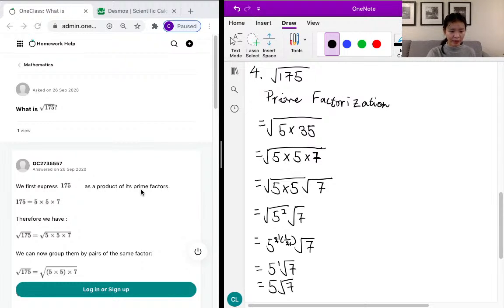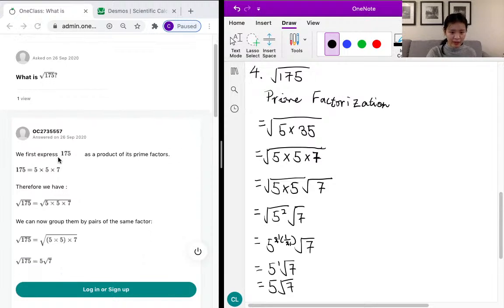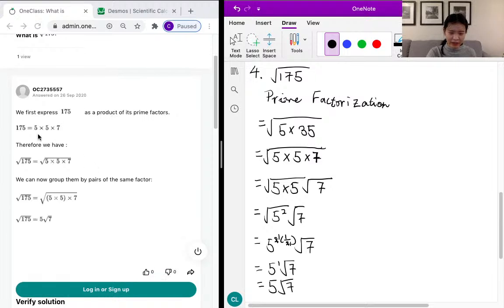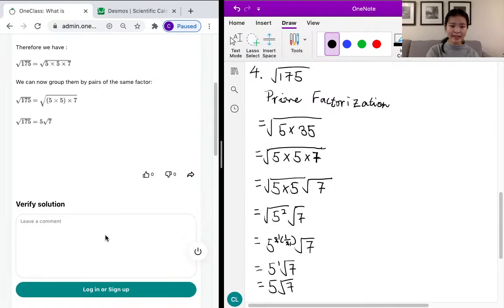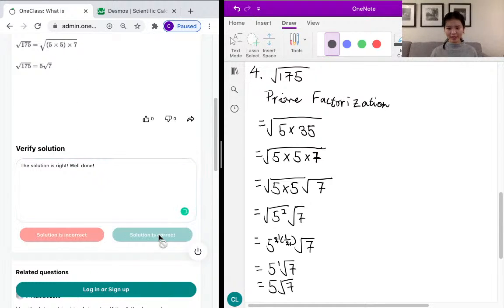Let's look at our sample solution over here. They also use prime factorization, and they have 5 root 7. So our answer is the same, and the sample solution is correct. Well done. Now let's move on to our next problem, problem number 5.